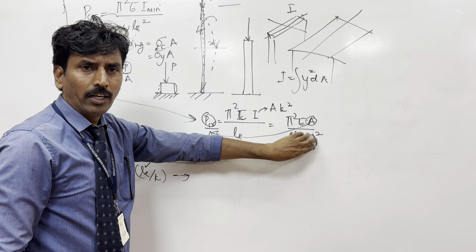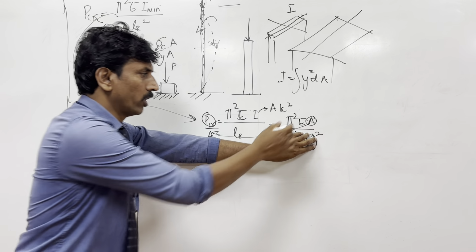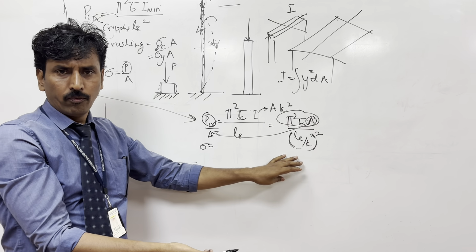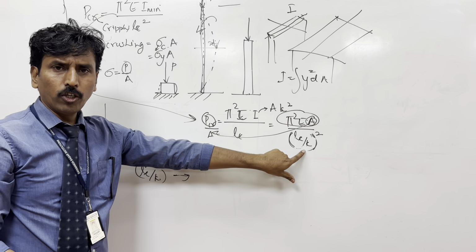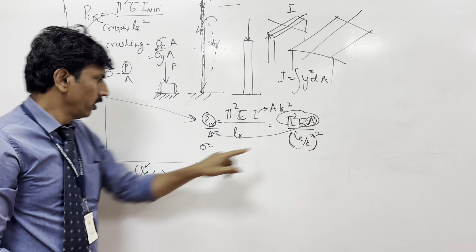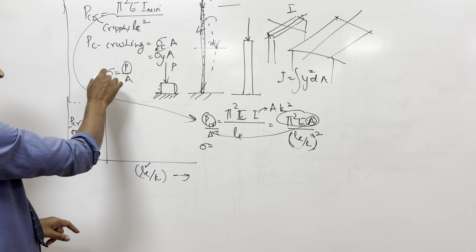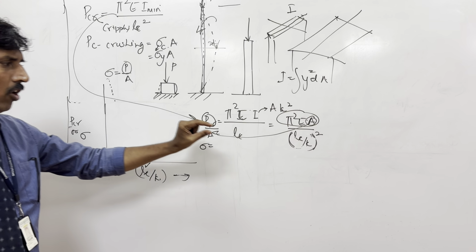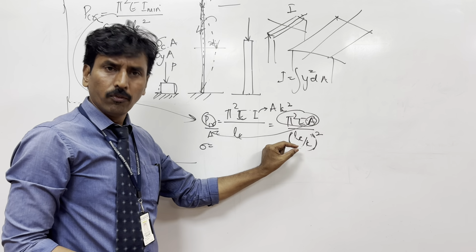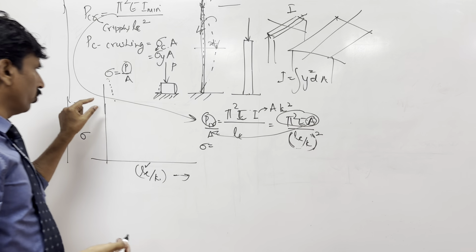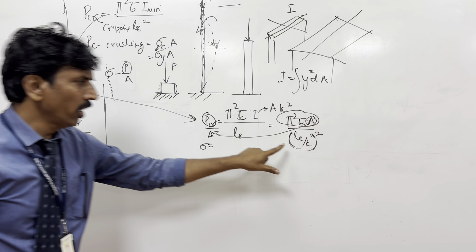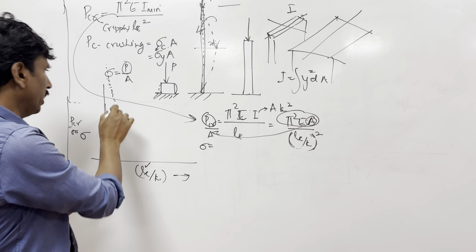Now what happens if you are dividing this by 0? If you are dividing this value by 0, what would happen? It would become infinity. So very close to a low value of Le by k, this says that it can almost take infinite loads. Is it possible that very short columns can take infinite load? No. But according to this formula, it feels that it can take almost infinite loads. But as you increase the value of Le by k, it starts going like this.